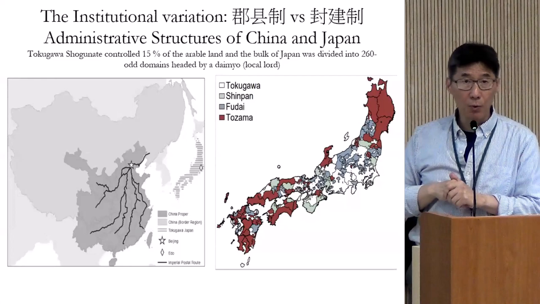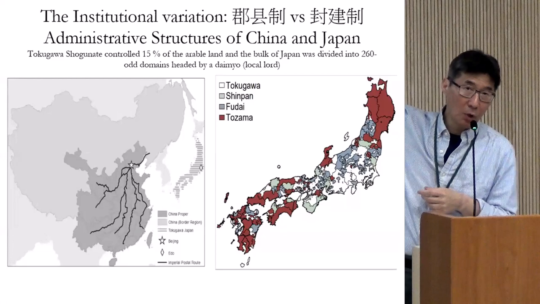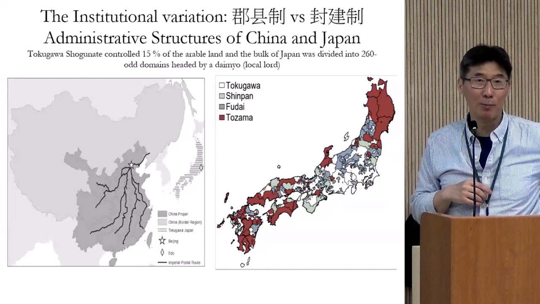The Tozama domain is the most important. Those are the larger domains, mostly in the southwest. You can see the Japanese way of control is very similar to the Zhou system, which was not sustained in China. I think in Japan it was sustained because they never had a nomadic threat. It was very isolated.